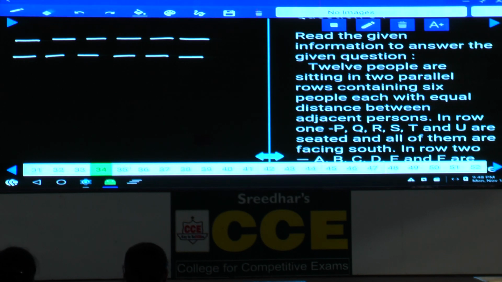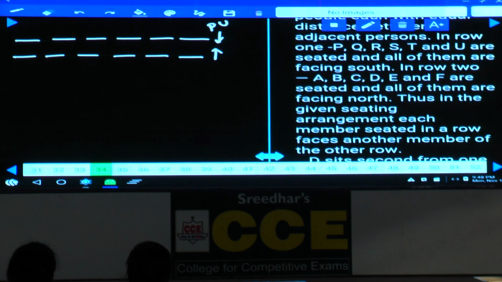And who are the persons in one row? In one row are P, Q, R, S, and T, and they are facing towards south. Now P to U are the persons facing towards south, and in the other batch, A through F are the persons seated in the other row, facing towards north.